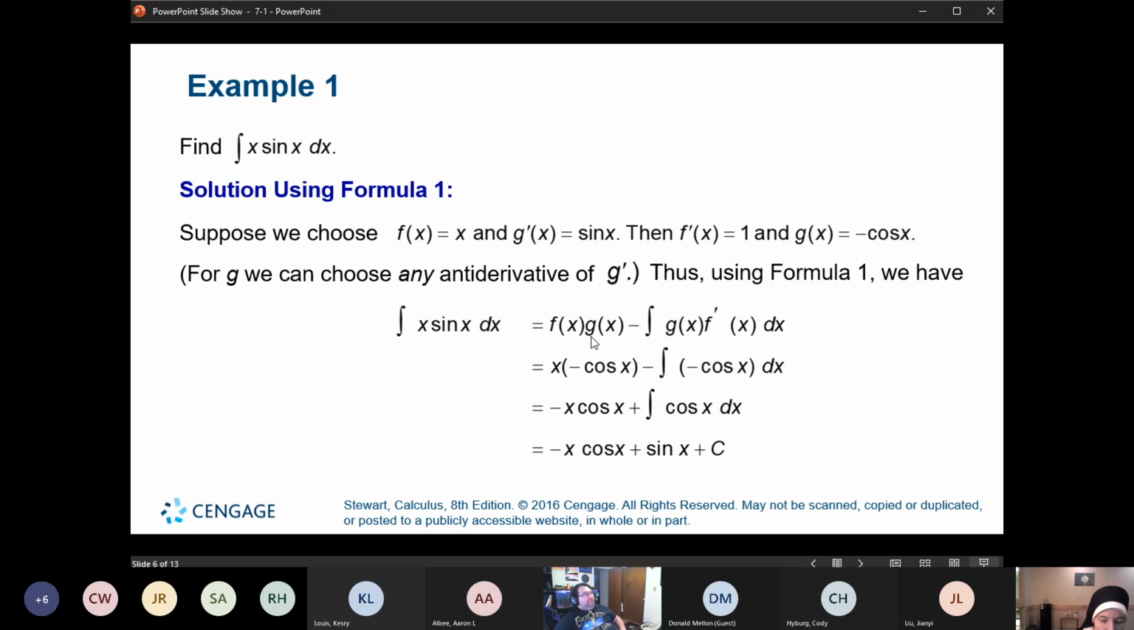Now we're going to plug those back into the formula. The beginning is f of x times g of x, so I have x times negative cosine of x. Then it's minus the integral of g of x, which was negative cosine of x, times the derivative of f of x, which was just 1, dx. Now I'm just doing the integral of cosine of x, and the integral of cosine of x is sine of x. So I can do that integration, and my answer is negative x cosine of x plus sine of x plus c.